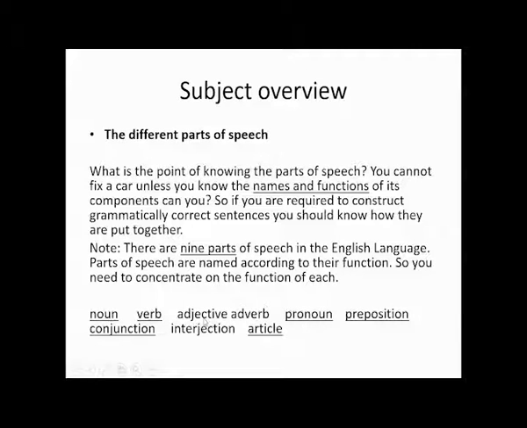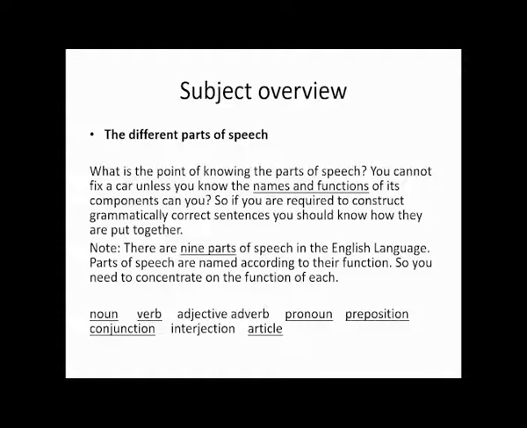Adjectives are used to describe nouns. They tell us more about nouns. Adverbs are used to tell us more about verbs, how an action took place. For example, with adverbs, we have adverbs of manner, which tell us how the action took place. We have adverbs of frequency, which tell us how often the action takes place. And we also have pronouns.